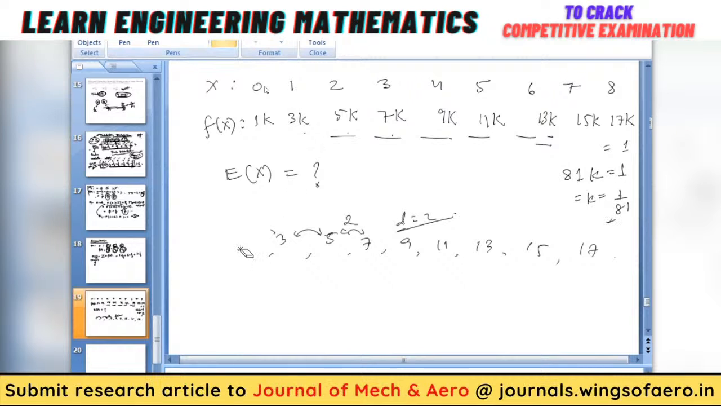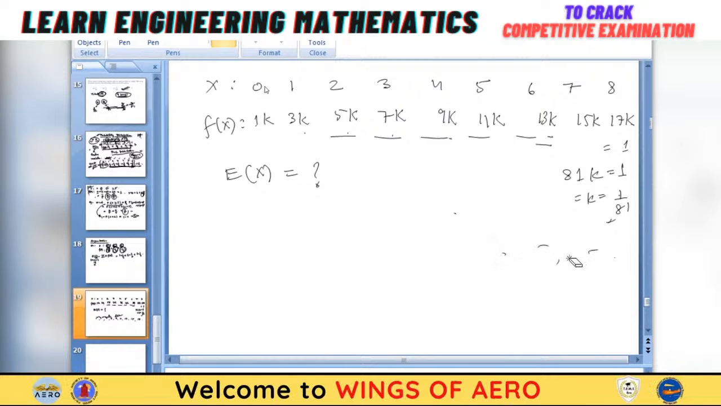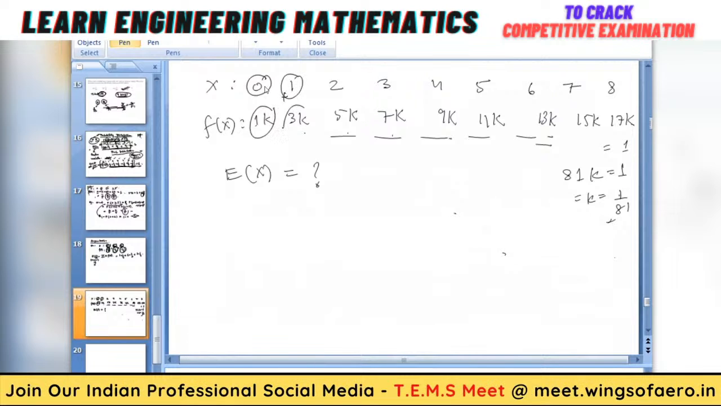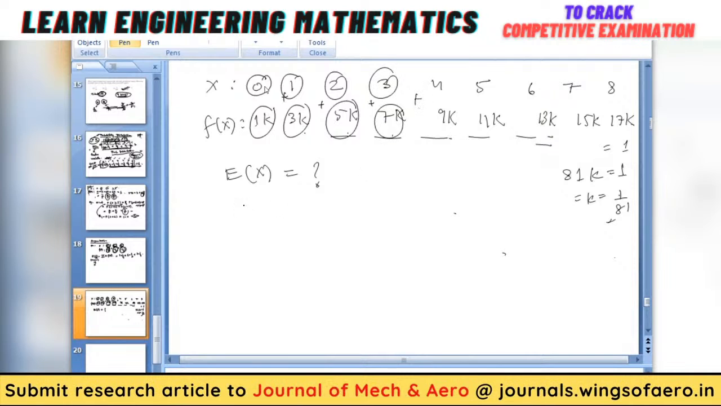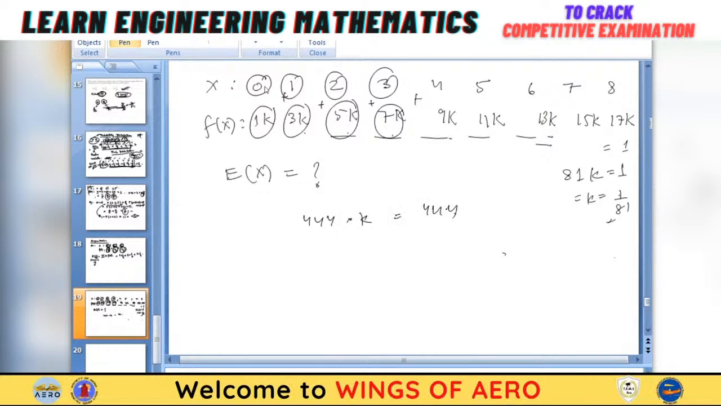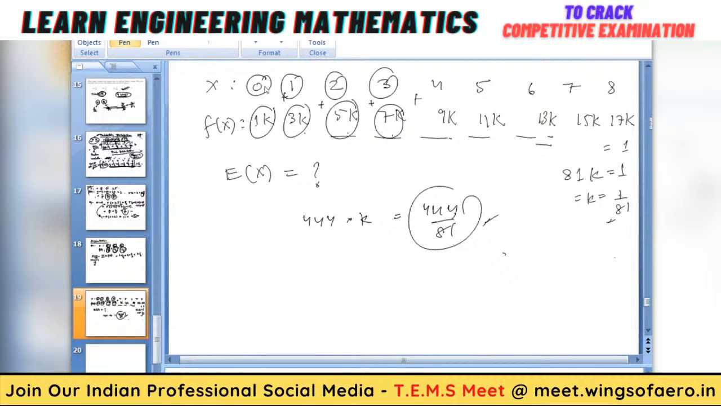Okay. Now simply find out the expectation. What is the expectation? Expectation of X is value into probability: 0 into 1k plus 1 into 3k plus 2 into 5k plus 3 into 7k plus 4 into 9k and so on. Which will give you 444 into k, which is equal to 81. This one is the answer. So these kinds of small tricks will be there. You have to maintain those.